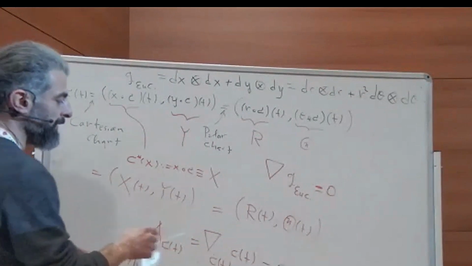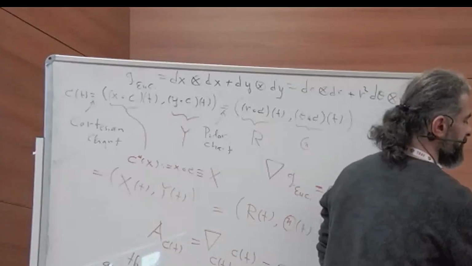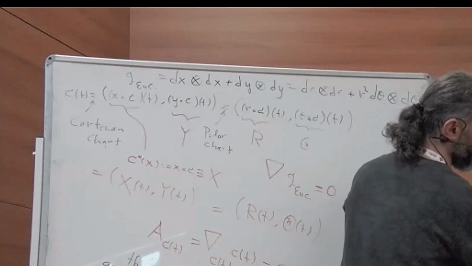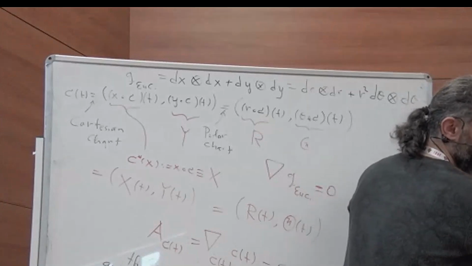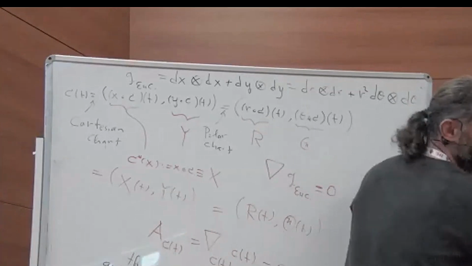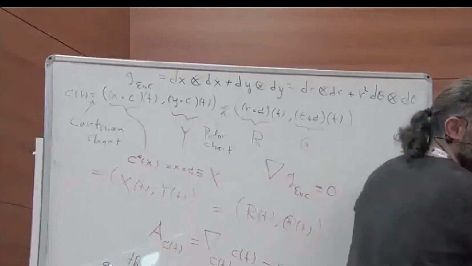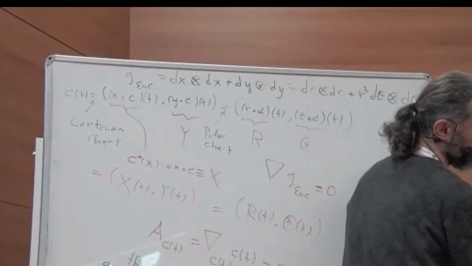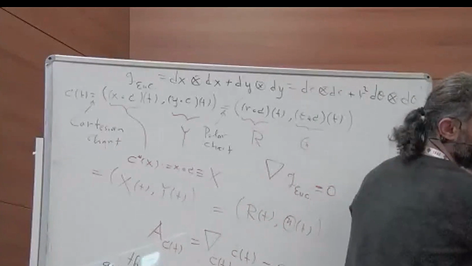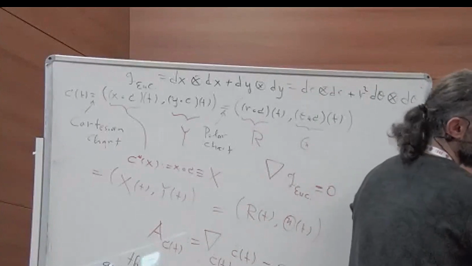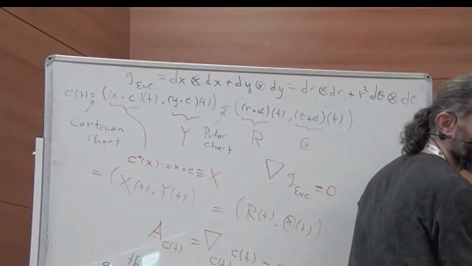Autoparallel. When you are parallelly propagating a vector field along a curve, its direction is not changing, then it's covariant constant. If this is its tangent vector field, then if it's covariant constant, the curve is called an autoparallel.